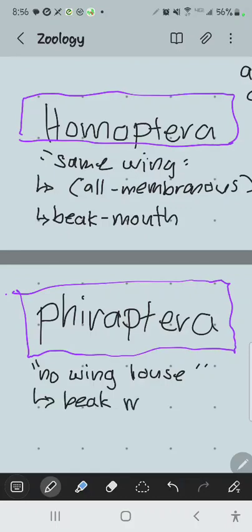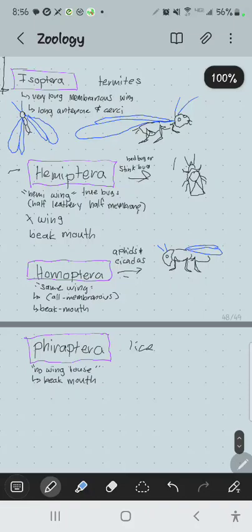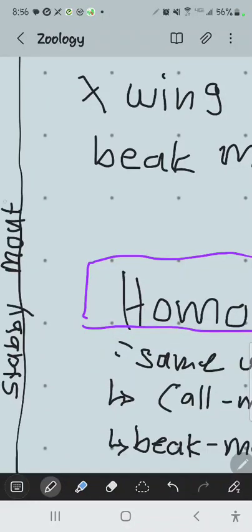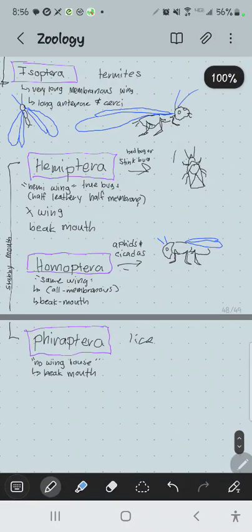And their body tends to be flattened dorso-ventrally. So they have a dorsally flattened body. So the body is flattened dorsally, meaning they're kind of like pancakes. They're really kind of flat top to bottom and kind of wide side to side.